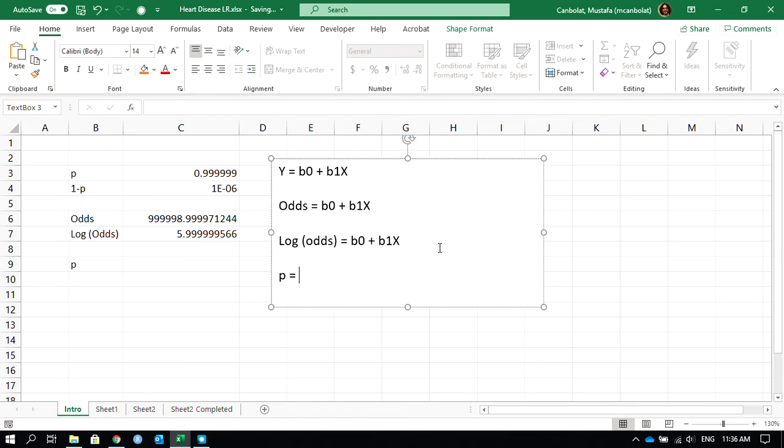Now you need to do a very small algebraic manipulation here. Stop the video, find that out yourself, and come back. Challenge yourself with a simple algebra. So P is going to be odds divided by 1 plus odds. Okay, and did you pause the video? If not, that's fine. So the probability we could find from here.